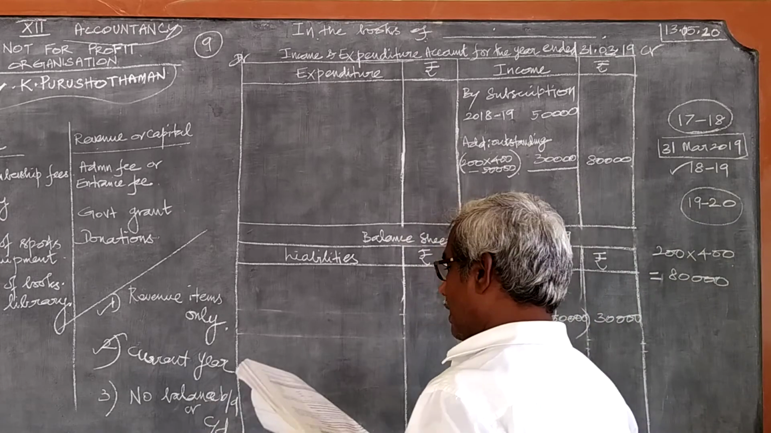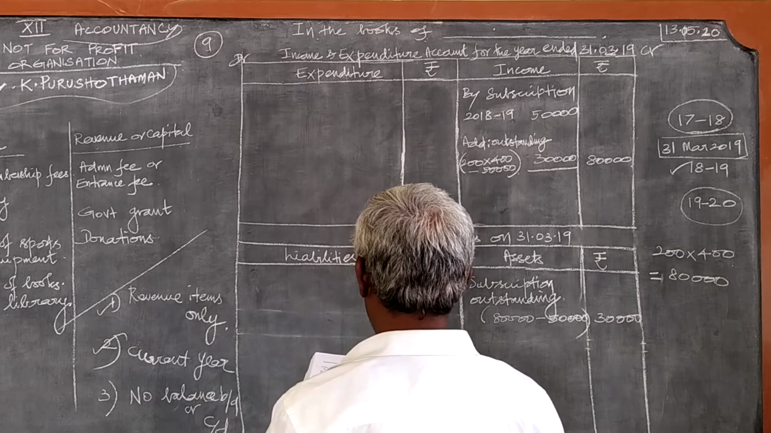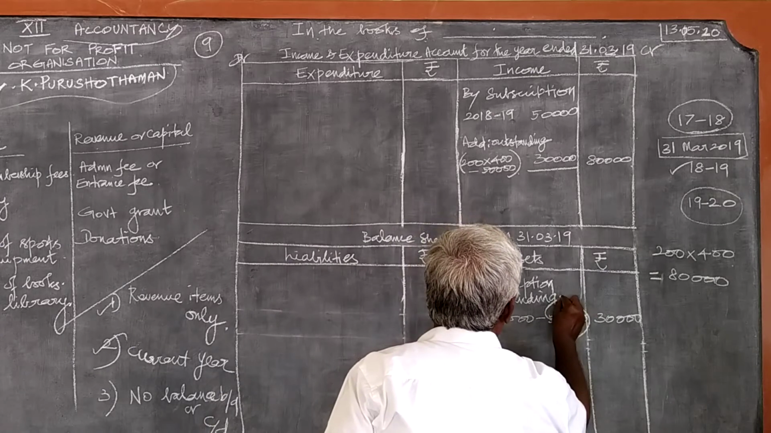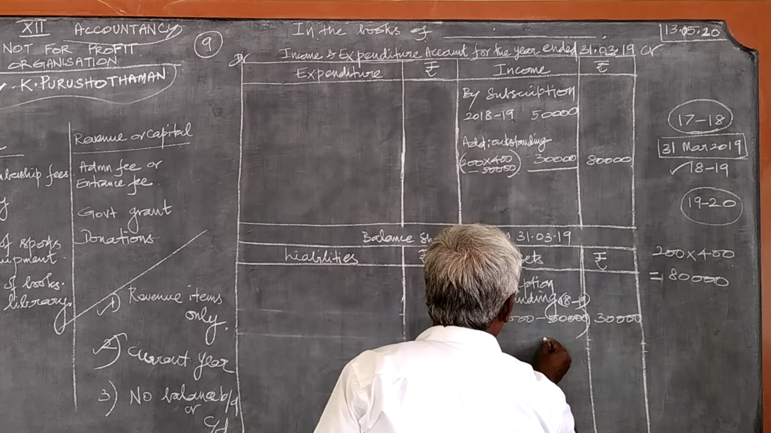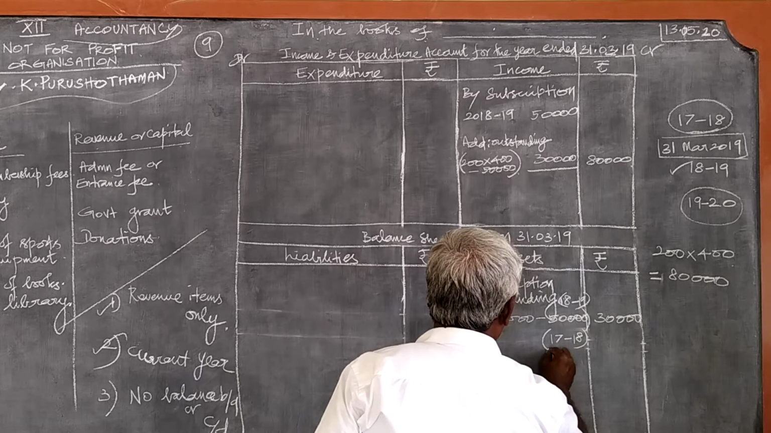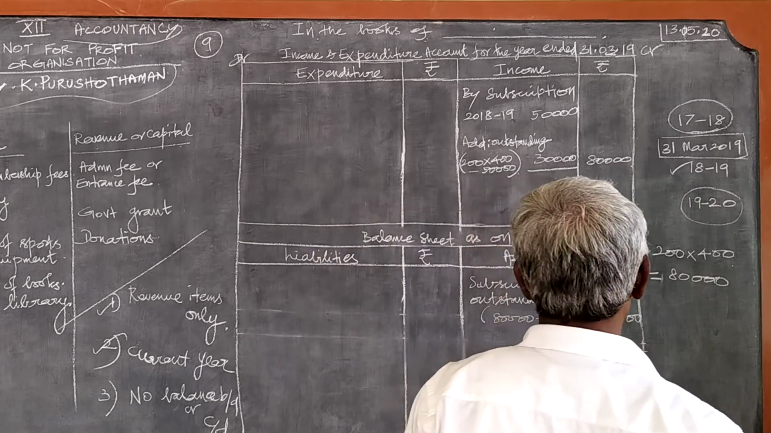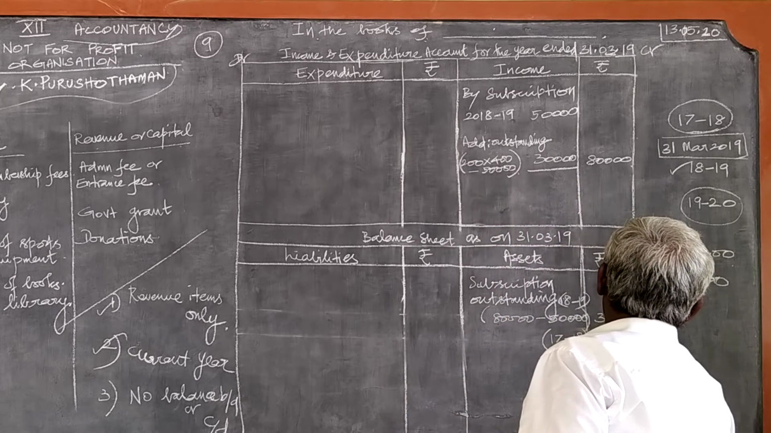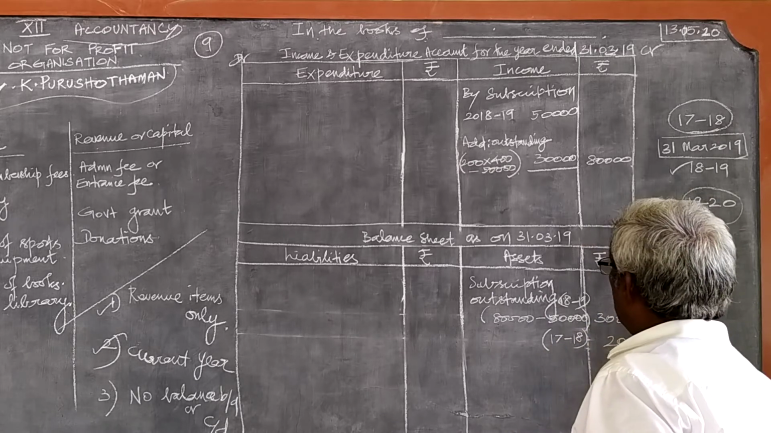And under the tabular column, subscription still outstanding for the year 17-18. This is outstanding 18-19. And the same outstanding for the year 17-18 still at the end of the year. Still at the end of the year for 17-18 there is an amount 2,000 more. Therefore, on the asset side it is 32,000.